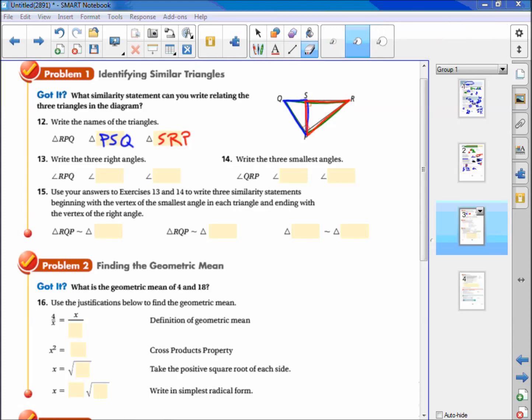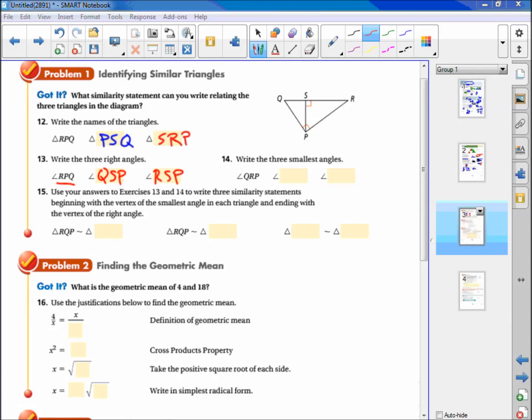So I'm going to erase here so I can see my right angles a little better. In the big triangle, the right angle is QPR. Oh, there it is right there, RPQ. In the little triangle, the right angle is QSP. And in the medium triangle, the right angle is RSP.